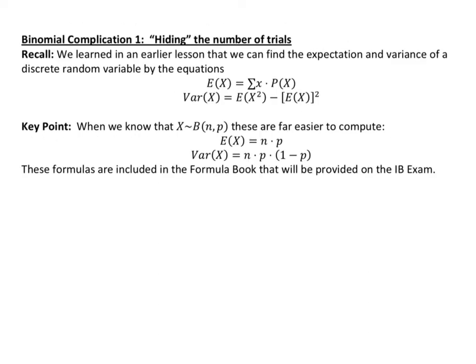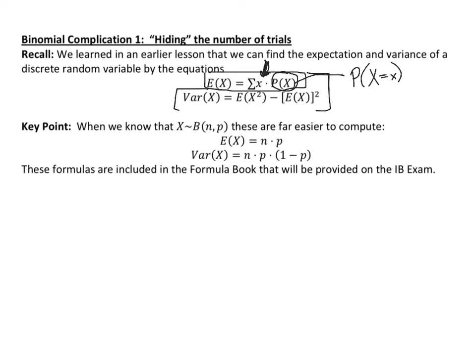This slide might look a little bit daunting with all these symbols jumping at you, but I assure you it's really straightforward. So first, recall. We learned in an earlier lesson that we can find the expectation and the variance of a discrete random variable by using these equations. The expectation is found by just multiplying the value of the variable times the probability of that variable. Just realized I've got a little typo here. That right there should say the probability of x equals x. Sorry about that. So that's how we find expectation.